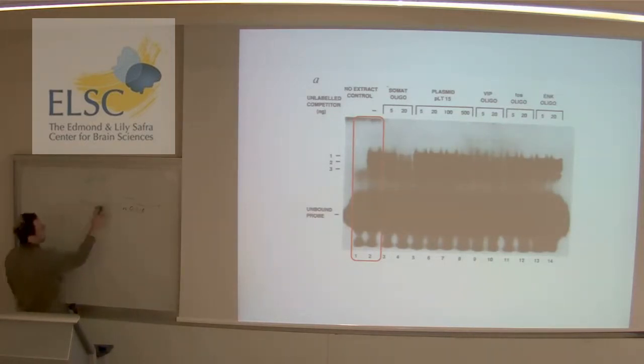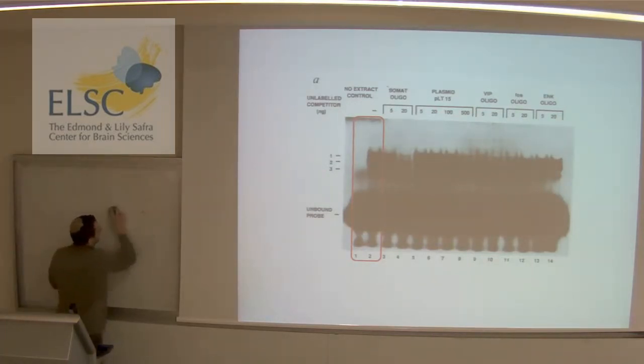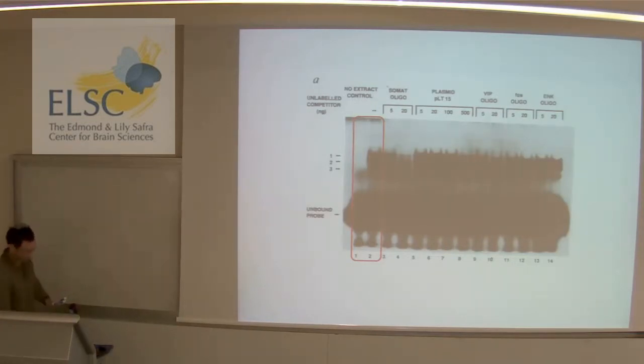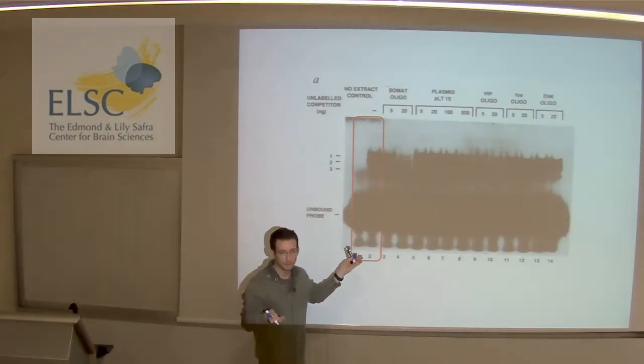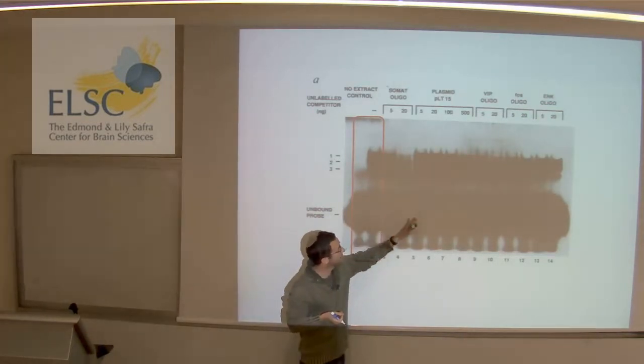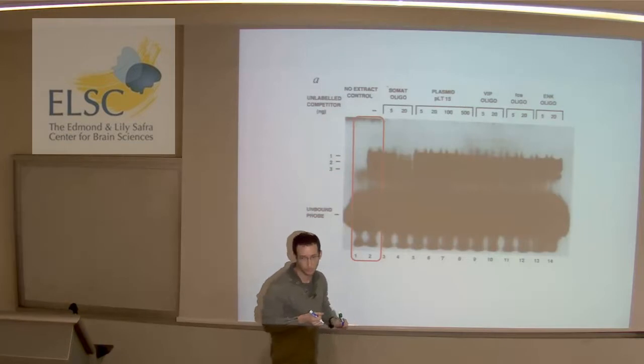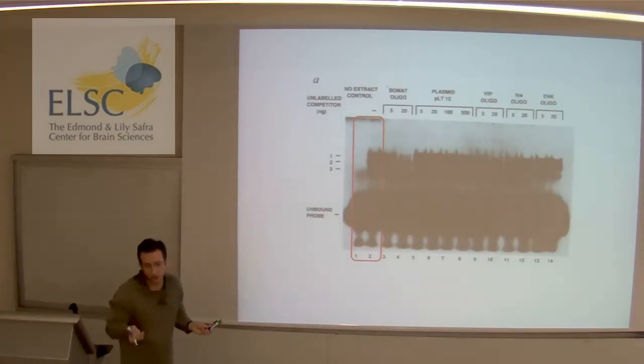I'm erasing this because I need the board. So picture this. You need to have it in your head. Okay, so if you don't have the extract, what do you have there? The probe of this assay. What's the probe here? What's all the black signal that you get here? Where does it come from? I mean, molecules are usually invisible in a gel. So why is it black?